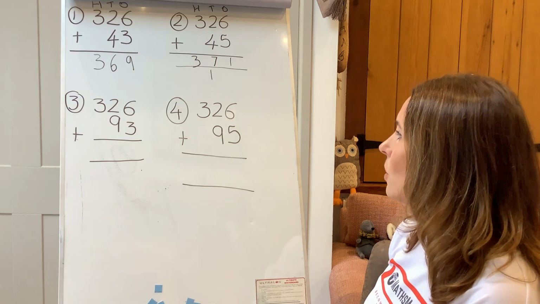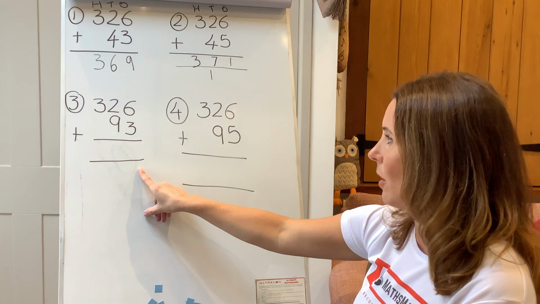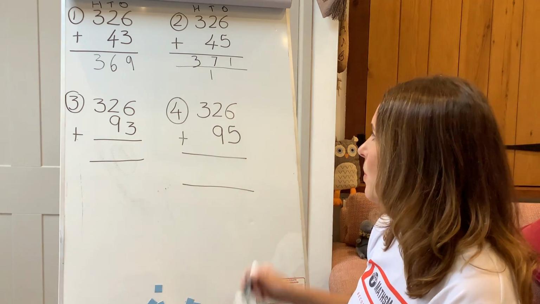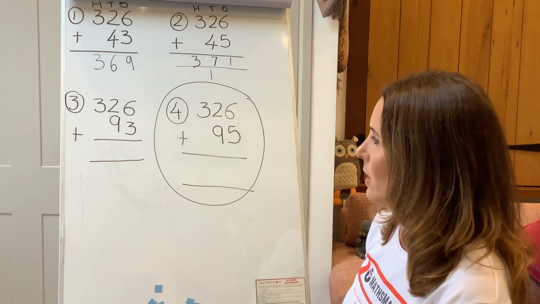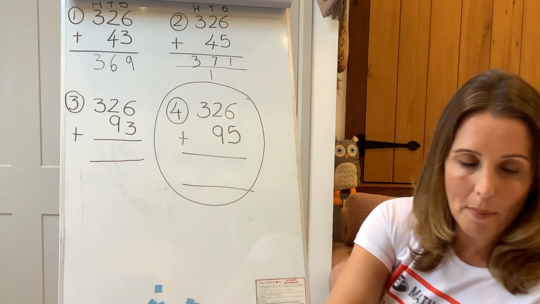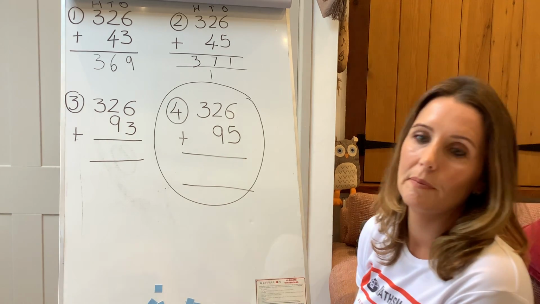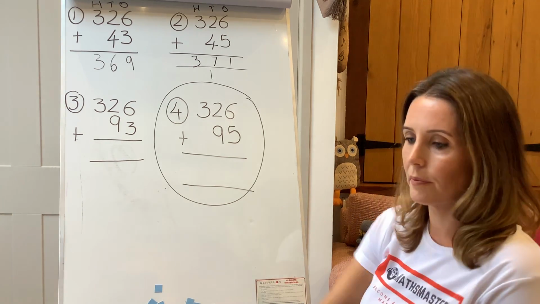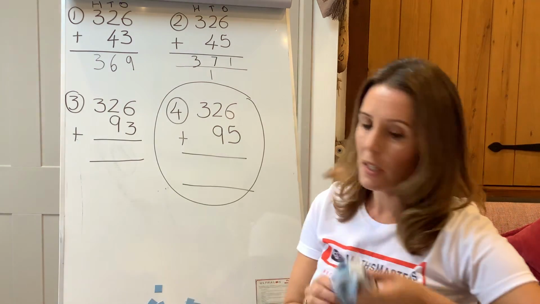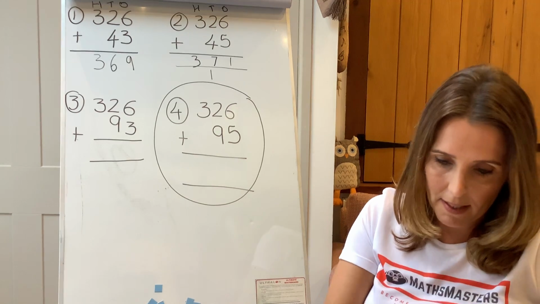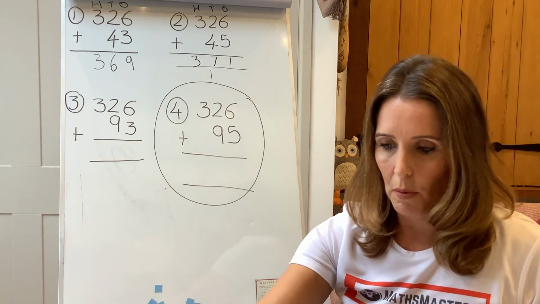Okay, now looking at this one now, what's happening in this one? So try question 3, and then we will have a look at question 4 together. So have a go, pause it and have a go at question 3. Okay, so question 3, 326 add 93 for this one.